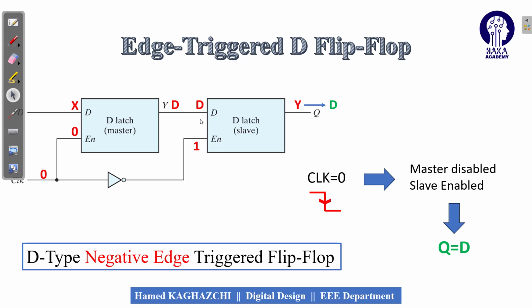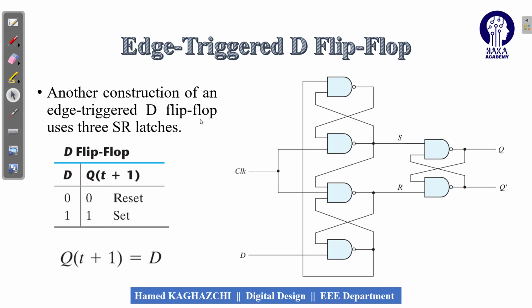Can we have the positive edge triggered D flip-flop? Yes. How? Look at here. This is another form of the D flip-flop whose edge is positive. How? Look at here. First of all, we have to learn this table and also this function.